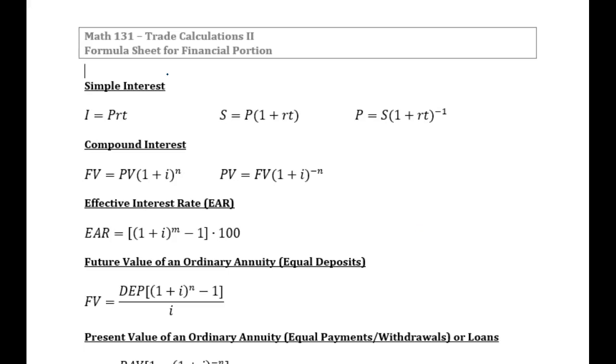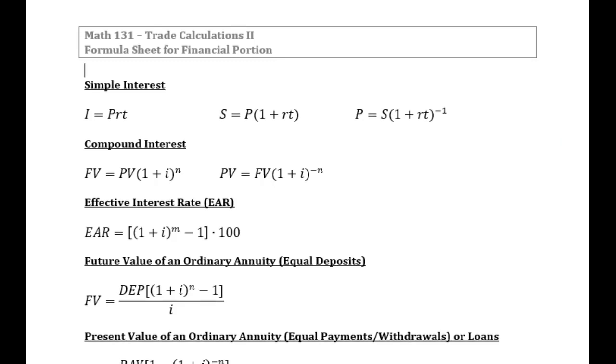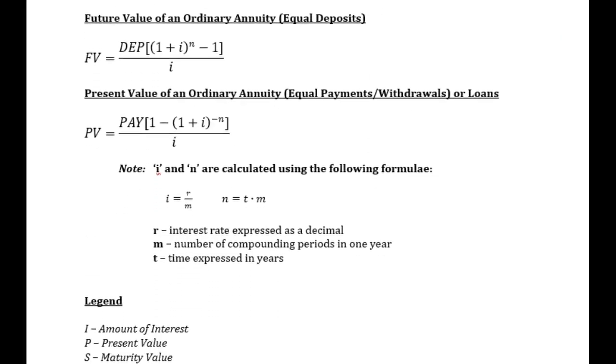So as you're working through the financial portion of this course in this module, remember that you do have a resource sheet available to you with all the formulas that we've been dealing with. So it's broken down into simple interest. We have two formulas for compound interest for future value and present value. We talked about the formula for effective rate of interest, and then we started looking at annuities.